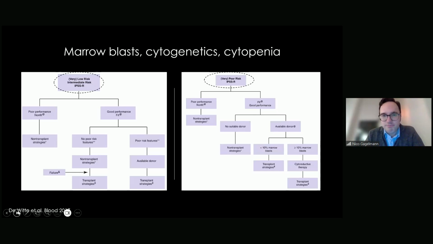I can accept a lot of the comments that have already been made. I would just like to point out, as you can see on the right-hand side, that if we talk about more than 10% marrow blasts, the current recommendations or consensus already accept that we need to do cytoreductive therapy. So probably the first case is already solved, as most of my co-presenters already alluded to.